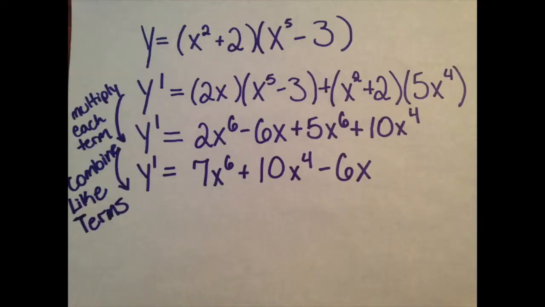Now, after that, you're just going to simplify this equation using your algebra skills. First, you have to expand by multiplying each term. Then you have to combine like terms until you get your answer. y prime equals 7x to the sixth plus 10x to the fourth minus 6x.